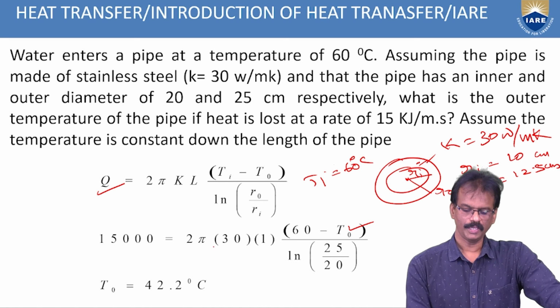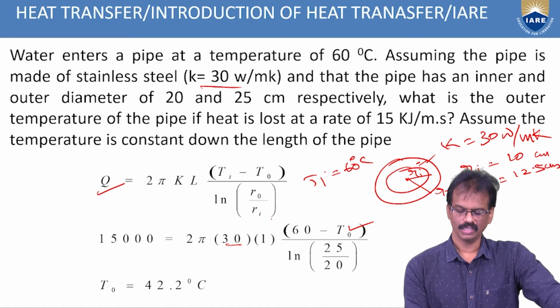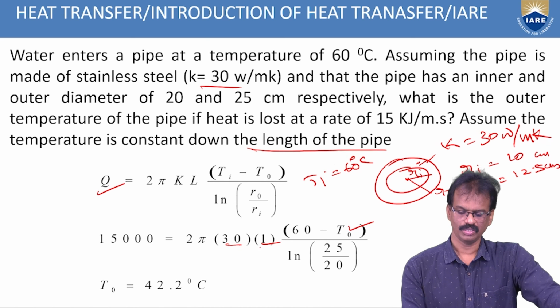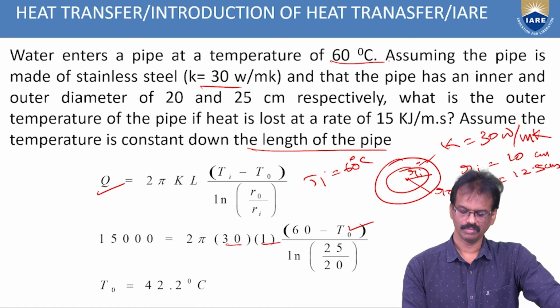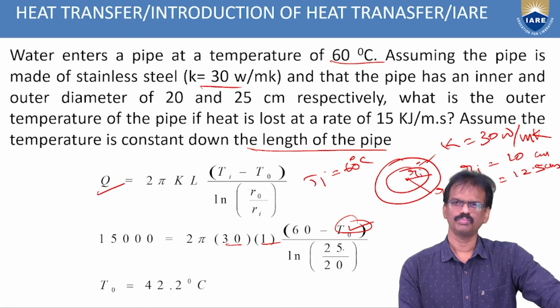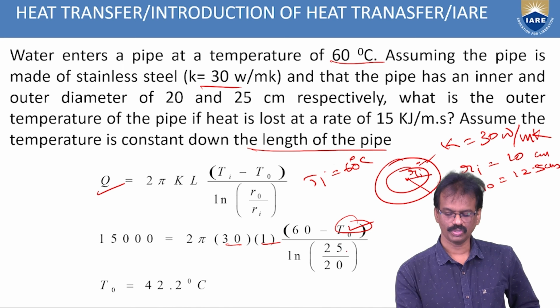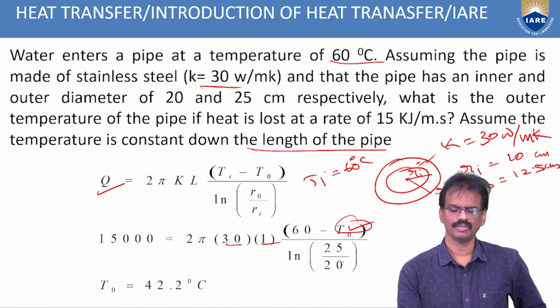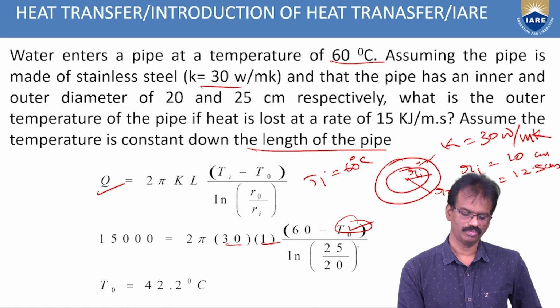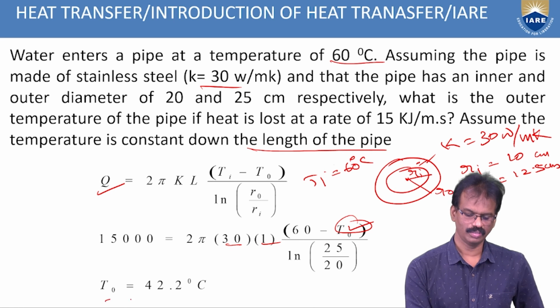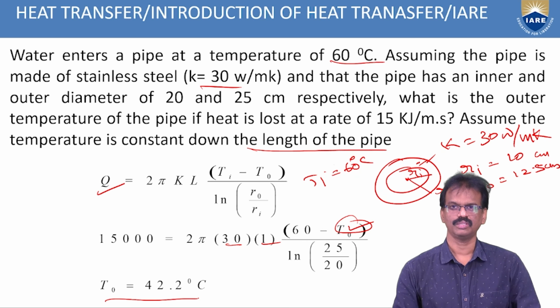Into 2 pi, you know that K is the thermal conductivity, which is also given. Length is the unit length, so we can take 1. Temperature Ti is 60 degrees centigrade, minus T naught, which you have to find out, ln R2 by R1, or D2 by D1. Outer diameter by inner diameter, or outer radius by inner radius, anything you can take. If you solve this one, you will get the T naught value. So T naught is equal to 42.2 degrees centigrade.